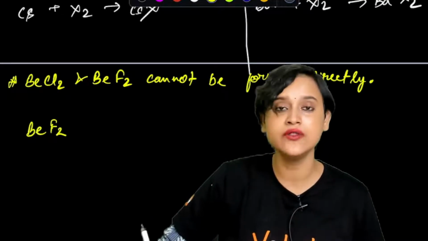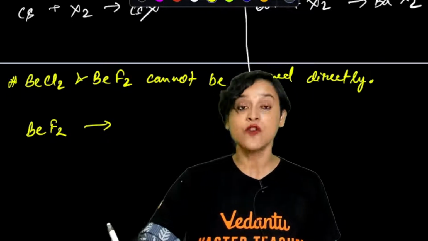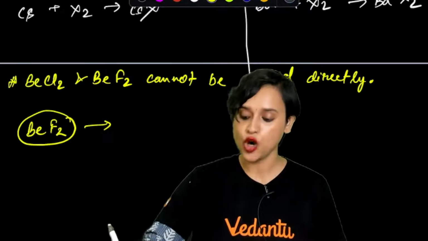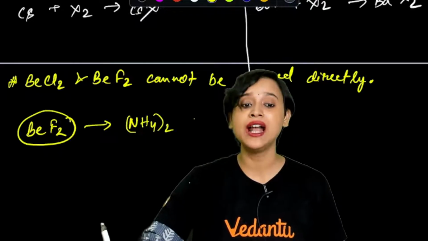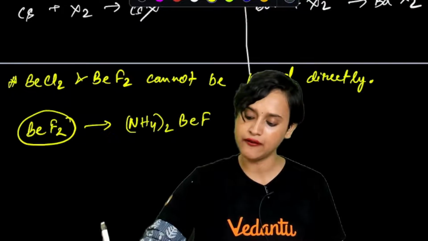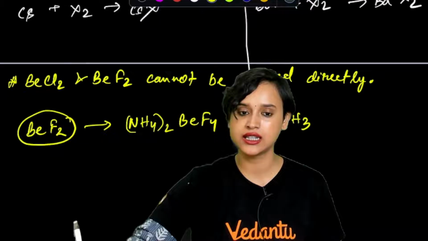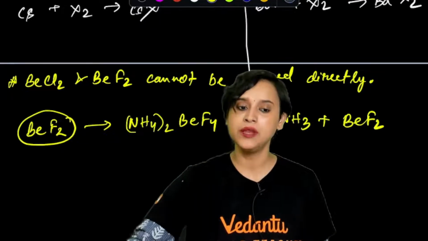For the formation of BeF2, we will take ammonium berylate, NH4 BeF4. Then this will give you NH3 plus BeF2. This is how you form BeF2.